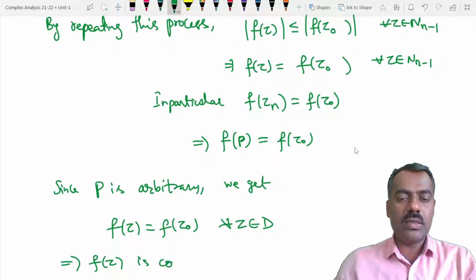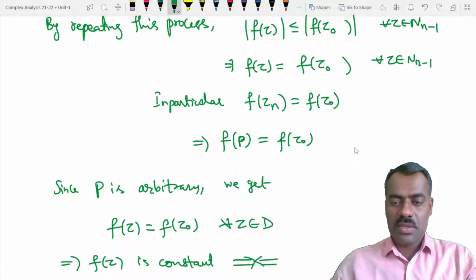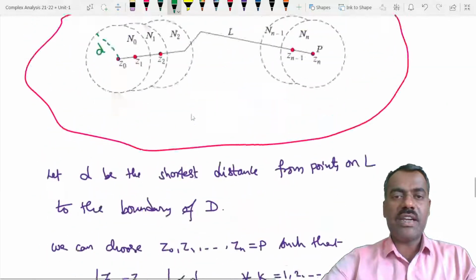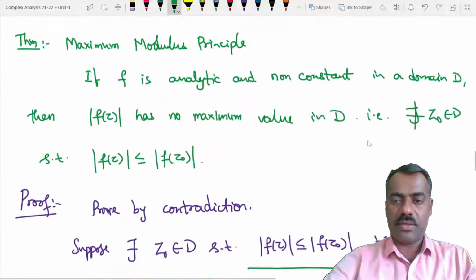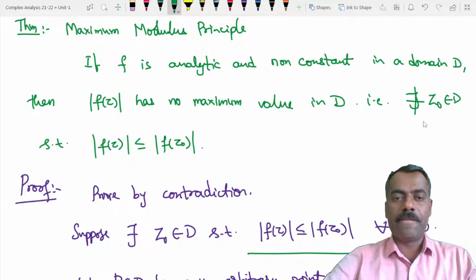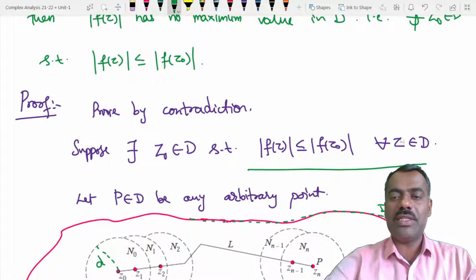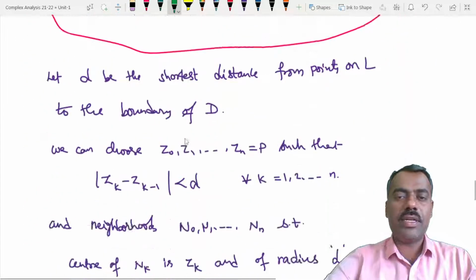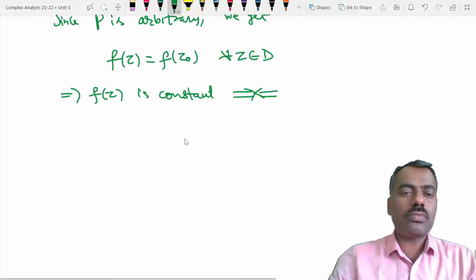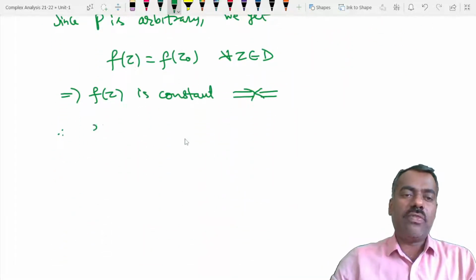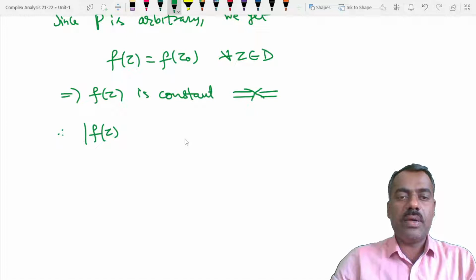F of z is constant, which is a contradiction, because we started with an analytic function which is non-constant in domain D. This contradiction arises because we assumed that there is some z naught which achieves the maximum value in that domain. So this is not true. Therefore the modulus of f of z has no maximum value in this domain D.